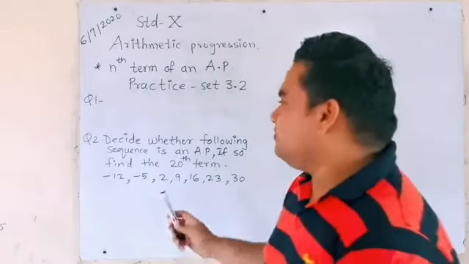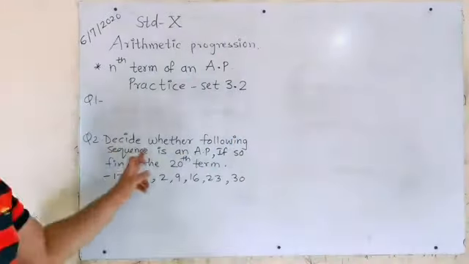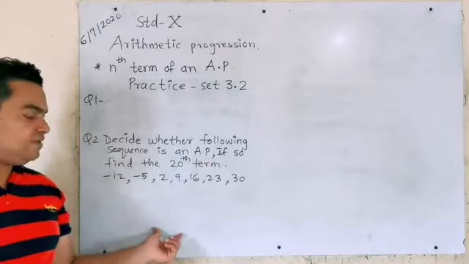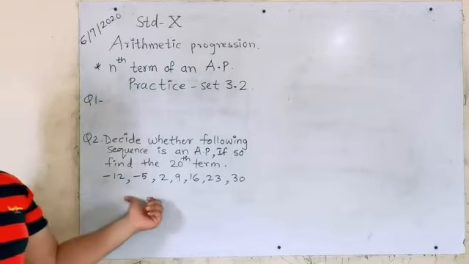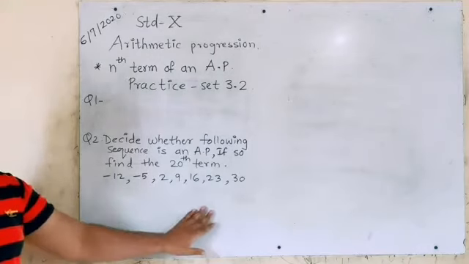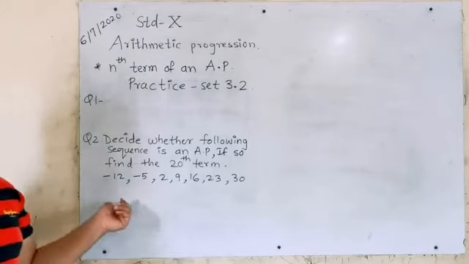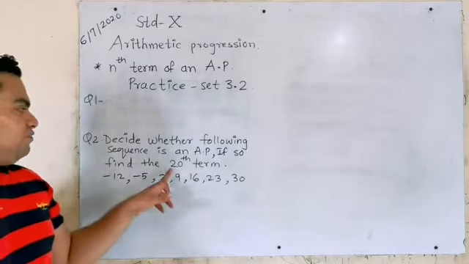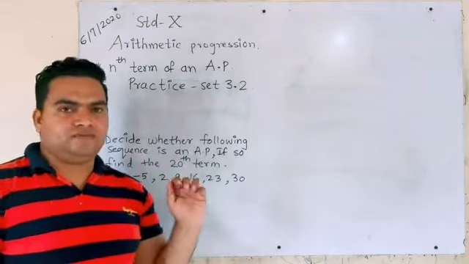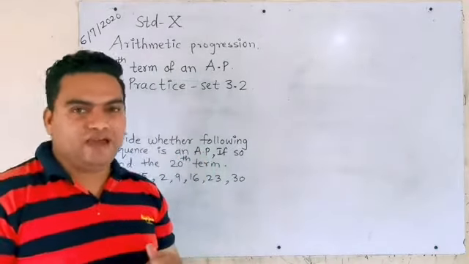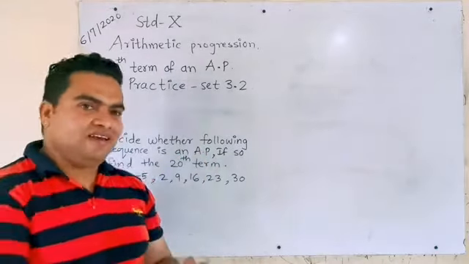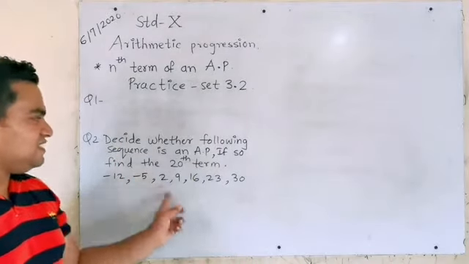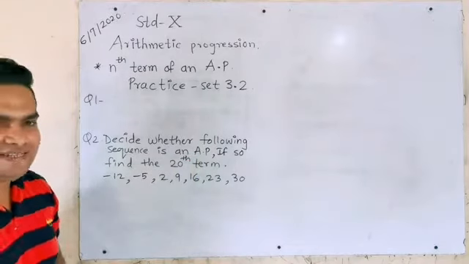Look at the board. Question number 2. Decide whether the following sequence is an arithmetic progression. First we have to decide. It means first we have to write the values of T1, T2, T3, T4, T5 like this. Then we have to take out the constant difference of each consecutive term, and then we have to find the 20th term, so in place of n we will keep 20. But first we have to show that the given sequence is in arithmetic progression. Let's see on the board.